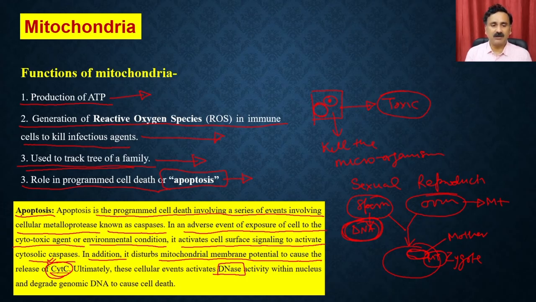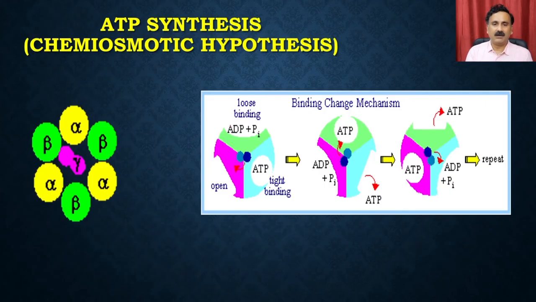And this is actually a very, very programmed death. And that's why this is called apoptosis. Now let's understand the first process, how the mitochondria is actually synthesizing the ATP. To explain this process, people have brought forward a theory which is called the chemiosmotic hypothesis.